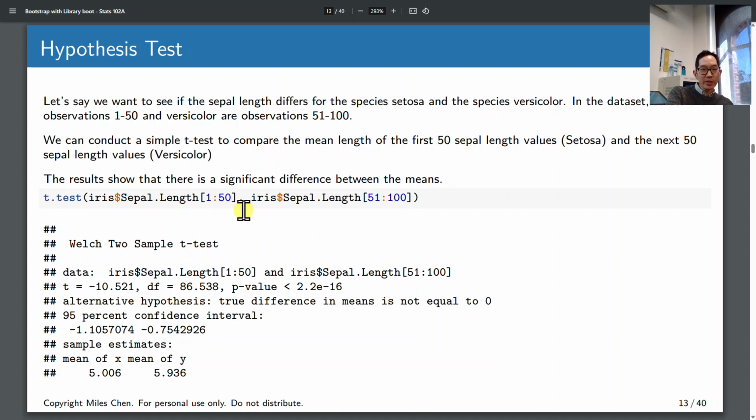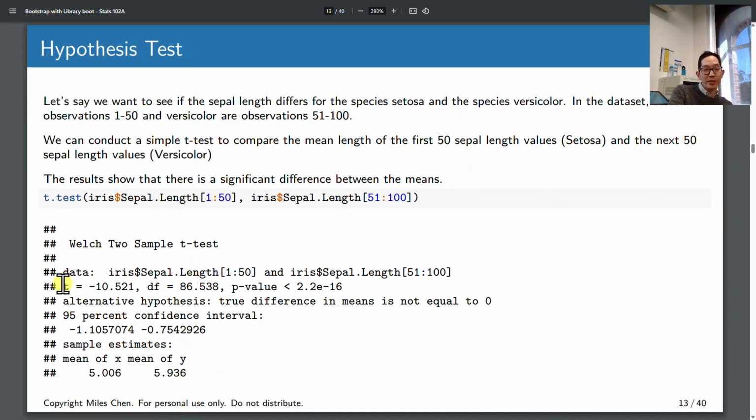I do a t-test, and we get a few things, right? The mean of Setosa is 5.006. The mean of versicolor is 5.936. So we have a difference of 0.93 between the means. And we ask, is that difference significant compared to its standard error?